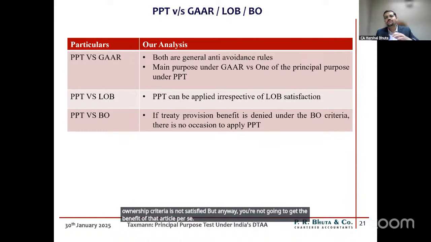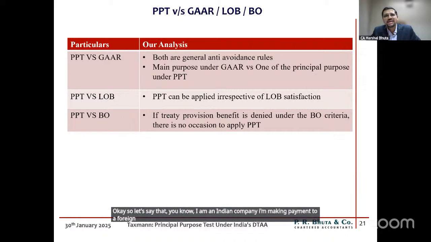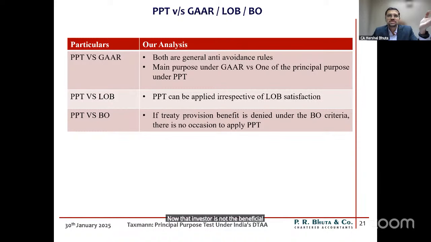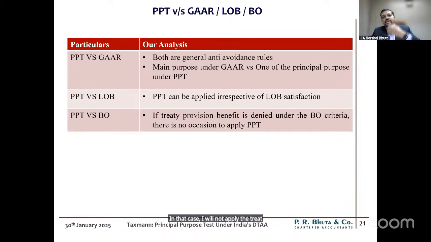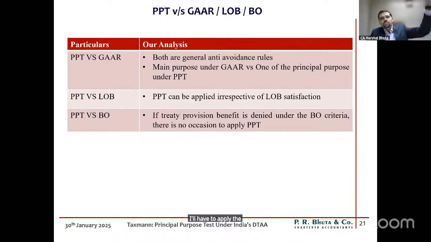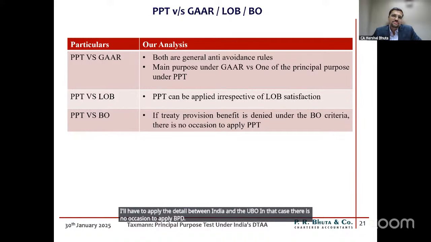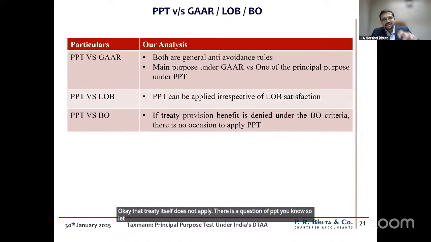Okay, so let's say that I am an Indian company, I'm making payment to a foreign taxpayer or my investor. Now that investor is not the beneficial owner. It has to immediately pass on the income to the UBO. Then in that case, I will not apply the treaty between India and that investor's country. I'll have to apply the DTA between India and the UBO. So in that case, there is no occasion to apply PPT. Okay. That treaty itself does not apply. There is no question of applying PPT, so let's say the dividend article PPT from that treaty, because the treaty itself does not apply.